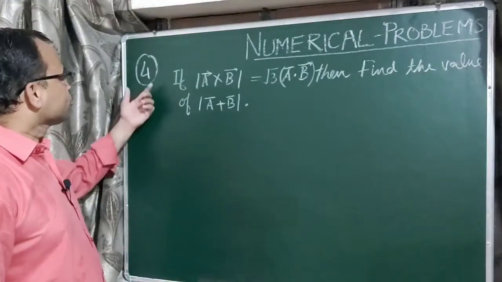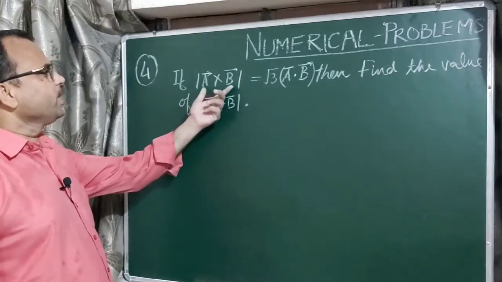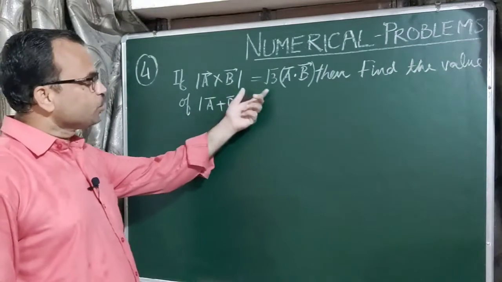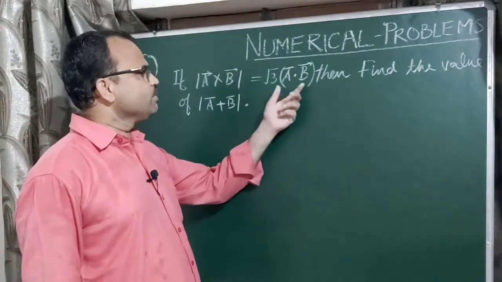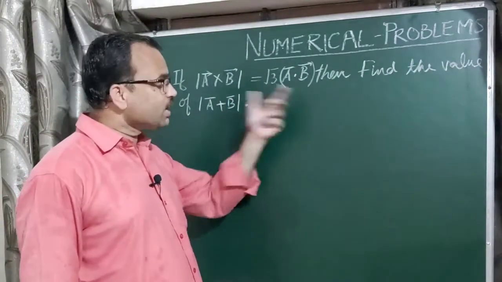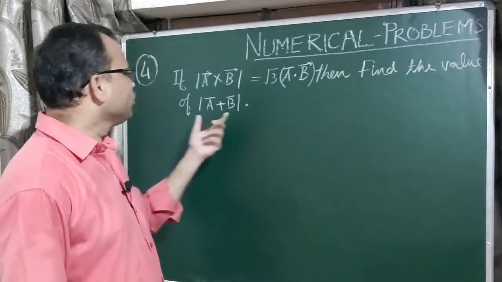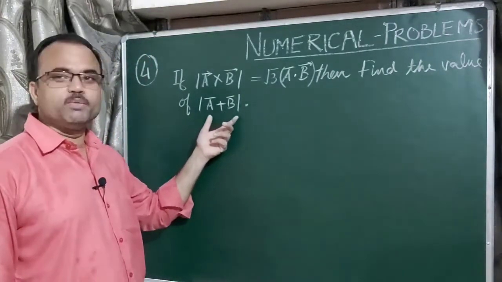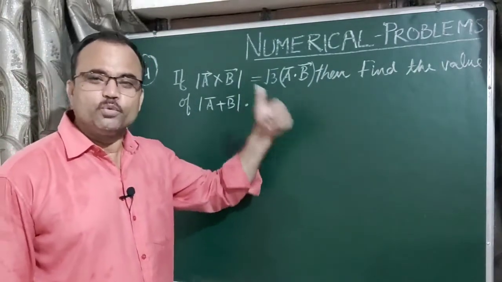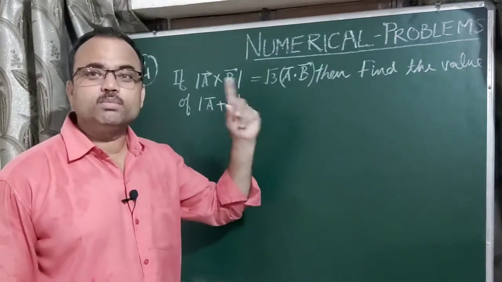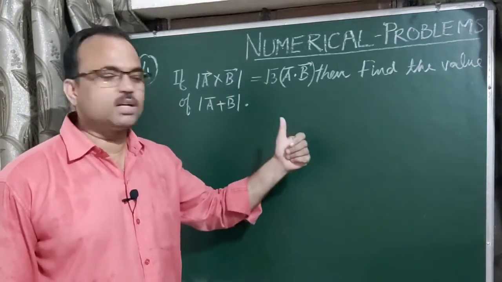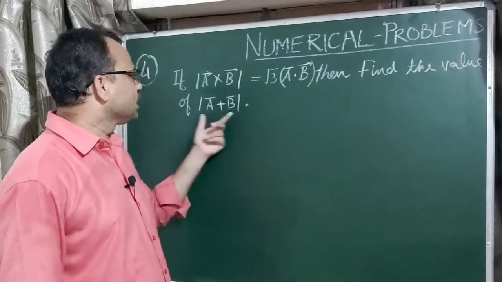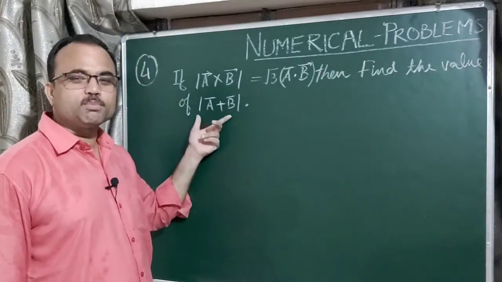Okay. Now see question number 4. If |A vector cross B vector| is equal to root 3 times A vector dot B vector, here we have to find the value of |A vector plus B vector|. In the previous question we had to calculate the value of theta, meaning the angle between A vector and B vector. Here we have to calculate the value of A vector plus B vector.